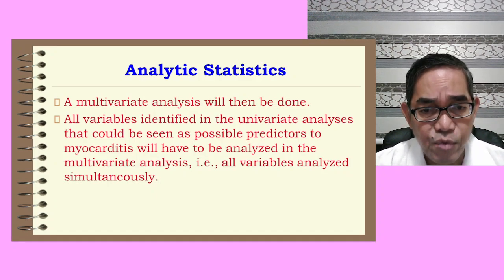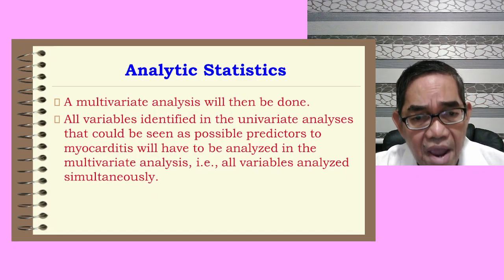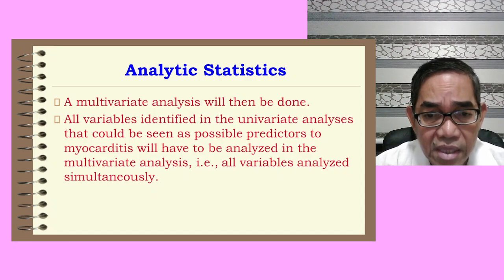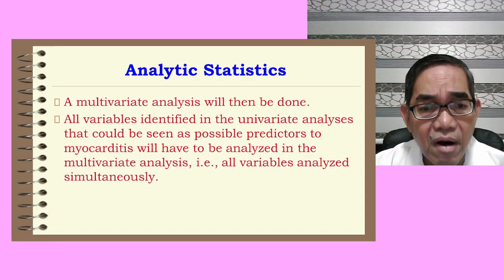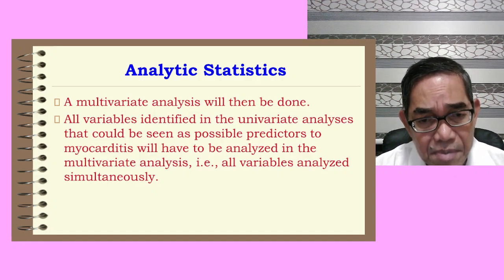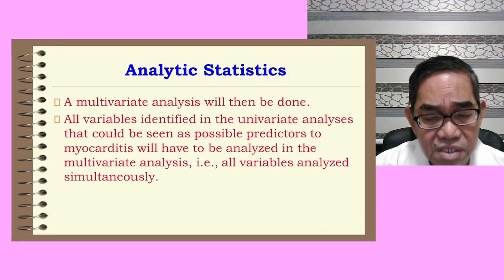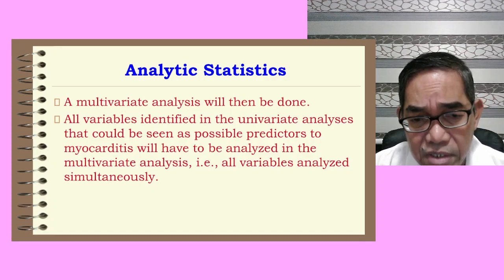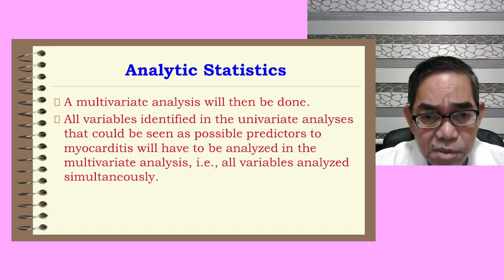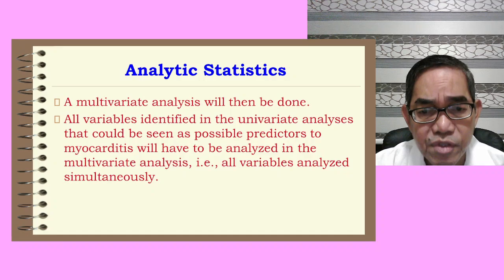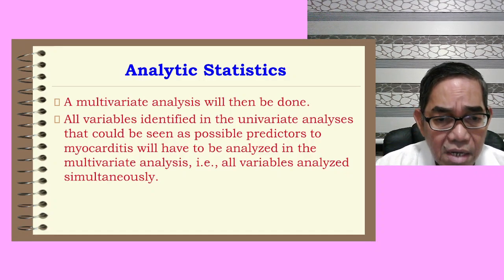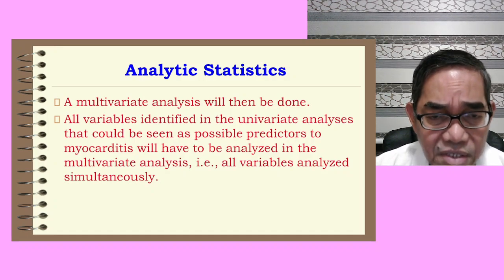With multivariate analysis, after doing a univariate analysis, a multivariate analysis will then be done. And with multivariate analysis, all variables identified in the univariate analysis that could be seen as possible predictors to myocarditis, and we say that these are possible predictors if the p-value is not that large, up to 0.3, I normally use up to 0.3 p-value, then these possible predictors will have to be analyzed in the multivariate analysis, meaning all variables analyzed simultaneously.